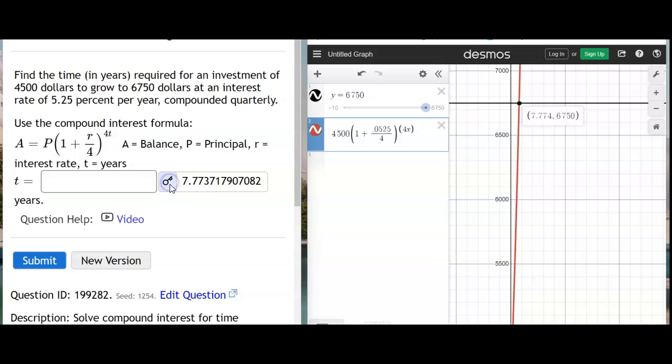And we can just click on that and see 7.7737. Well, it's just rounded off to the nearest thousandth. So that would have been the correct solution. Pretty simple to do that. You just have to be comfortable using Desmos and know how to plug the values into the variables there.